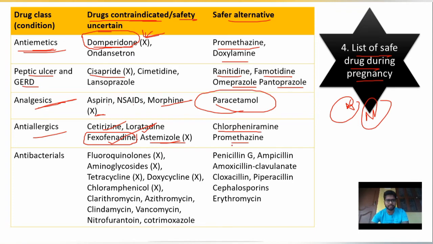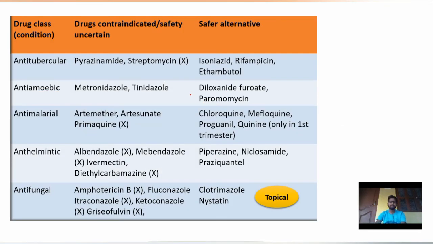chlorpheniramine, promethazine, etc. Then in case of antibacterials, the drugs contraindicated in pregnancy are fluoroquinolones, aminoglycosides, tetracycline, doxycycline, chloramphenicol, all these. But clarithromycin, azithromycin, clindamycin, vancomycin, nitrofurantoin, and cotrimoxazole should also be avoided. The safer alternatives are penicillin G, ampicillin, amoxicillin, clavulanate, cephalosporin, erythromycin, all these.